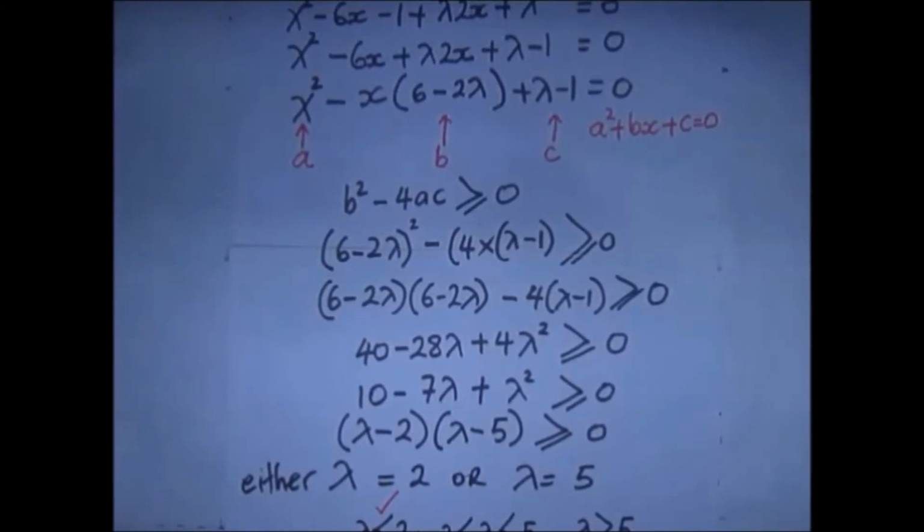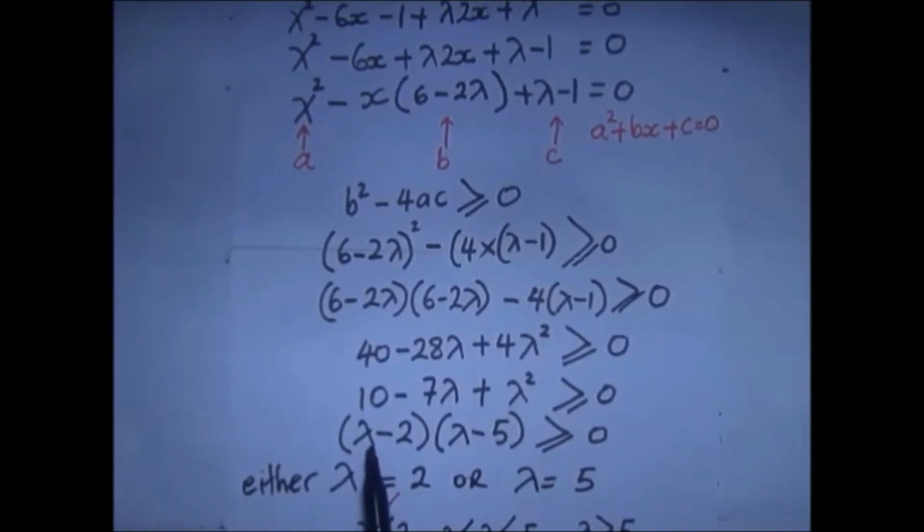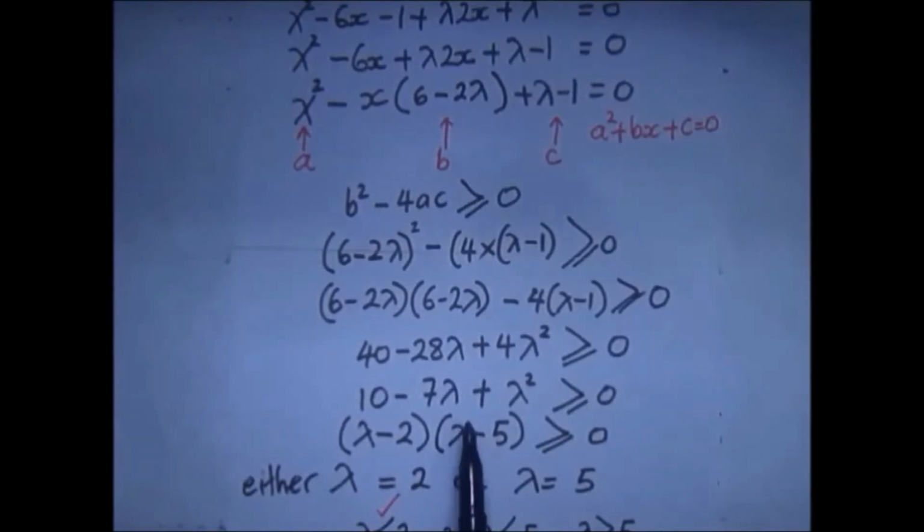We come and test here. 2, 3, 4, 5. Let's just pick 3 here. If we substitute 3 in this expression, 3 minus 2 is 1, and here 3 minus 5 is negative 2. So this is 1 times a negative 2. It's going to give us a negative answer here. A negative answer is definitely less than 0. It's not greater than 0. So it means this range from 2 to 5 does not qualify.